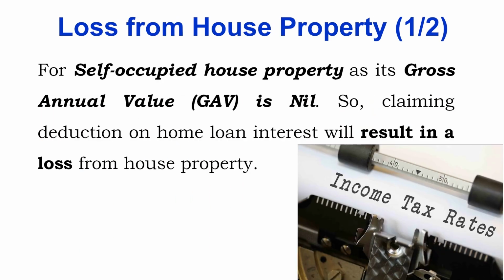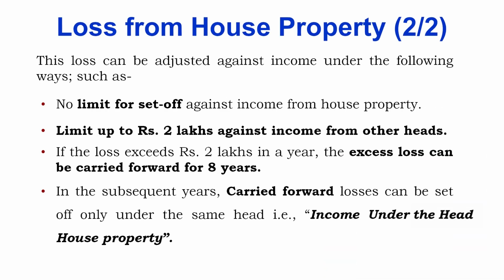For self-occupied house property, as its gross annual value is nil, claiming deduction on home loan interest will result in a loss from house property. This loss can be adjusted against income in the following ways: there is no limit for set off against income from house property.